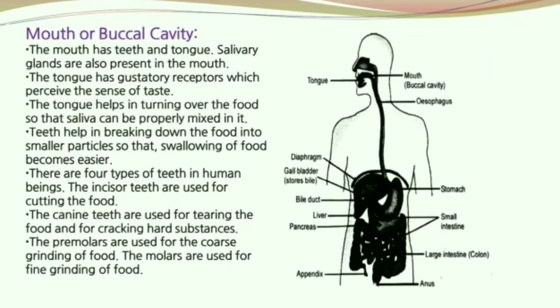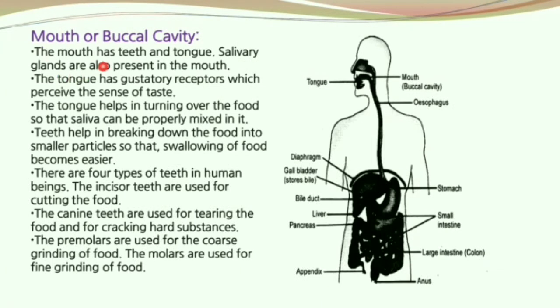Under this, we will be learning about teeth, tongue, salivary glands and the esophagus. The mouth has teeth and tongue, and the salivary glands are also present inside the mouth. The tongue has gustatory receptors that perceive the sense of taste. The tongue helps in turning over the food so that saliva can be properly mixed in it. Teeth help in breaking down the food into smaller particles so that swallowing becomes easier.